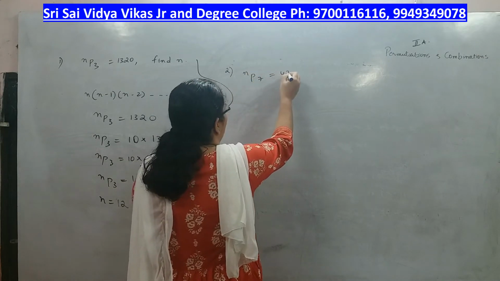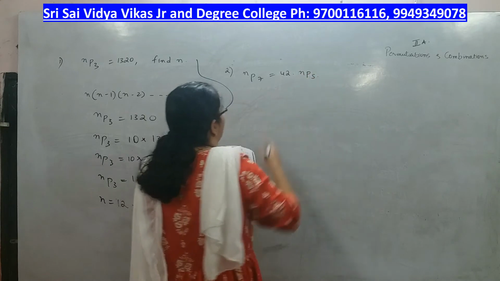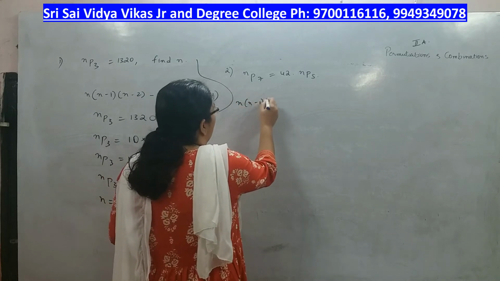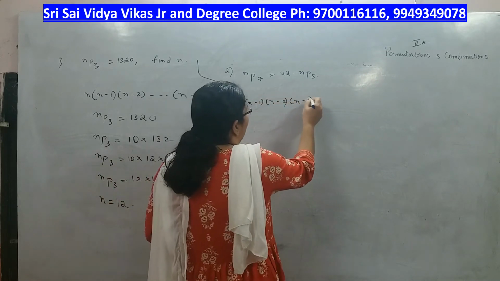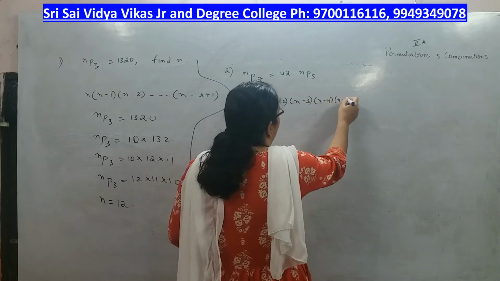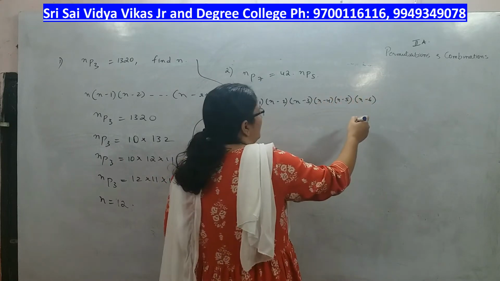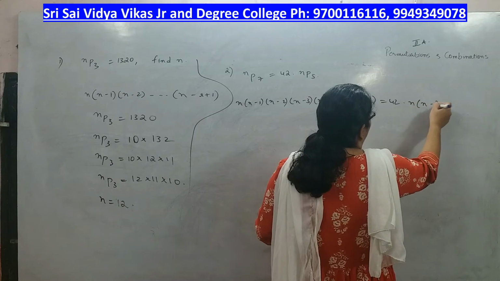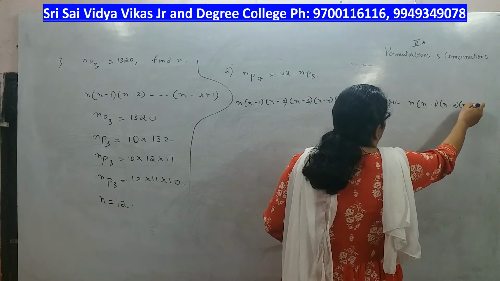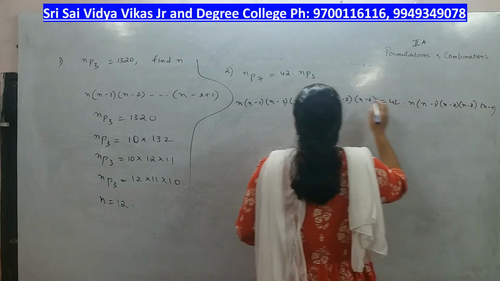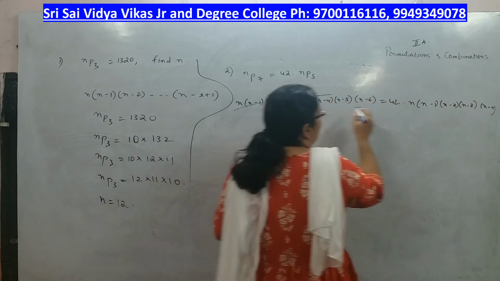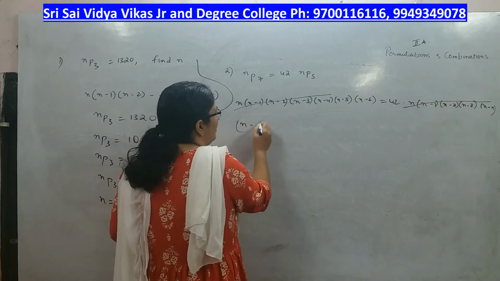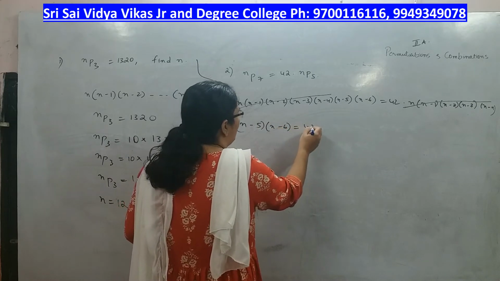nP7 is equal to 42 nP5. nP7 can be written as n into (n minus 1) into (n minus 2) into (n minus 3) into (n minus 4) into (n minus 5) into (n minus 6). That is equal to 42 into nP5, which can be written as n into (n minus 1) into (n minus 2) into (n minus 3) into (n minus 4). Here, up to (n minus 4) gets cancelled. So you have (n minus 5) into (n minus 6) equal to 42.